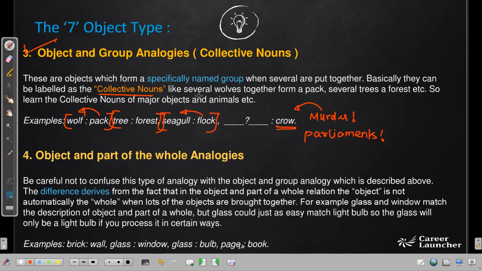So just learn certain collective nouns basically, and the important ones. I think then you'd be on your way.